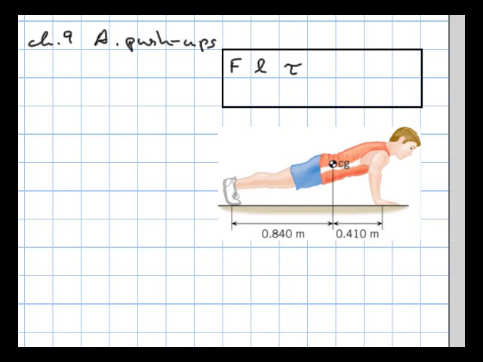This is the problem about push-ups, and it reads: the drawing shows a person whose weight is 584 newtons doing push-ups. Find the normal force exerted by the floor on each hand and each foot, assuming that the person holds this position. So what is given is the weight, but then they're asking what is the force on each hand, and what is the force on each foot.